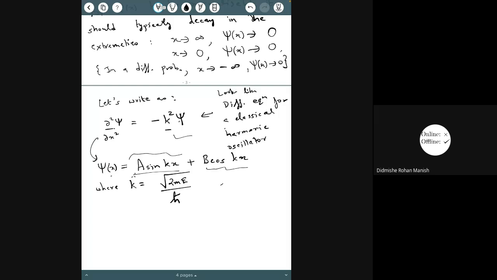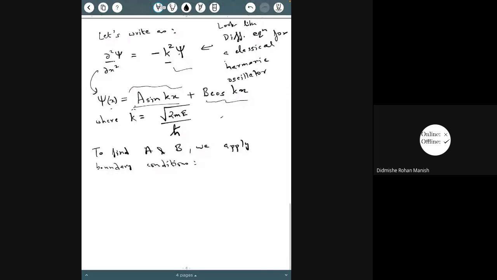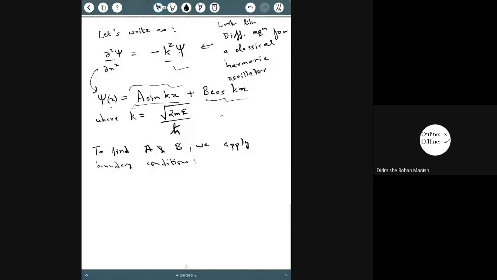But now we have introduced two arbitrary factors A and B, and these need to be found out. To find A and B, we apply boundary conditions, because we do know something more about the wave function. So the first thing is that psi of 0 is 0. That tells me that B is equal to 0.